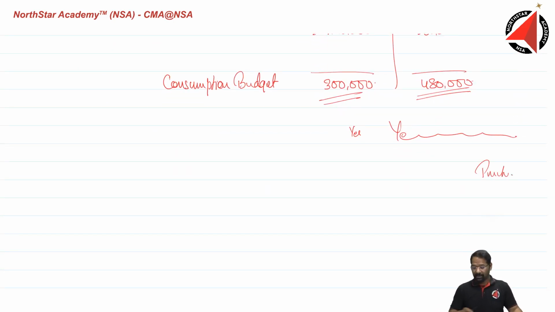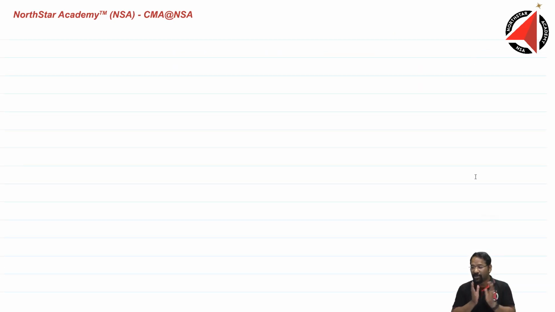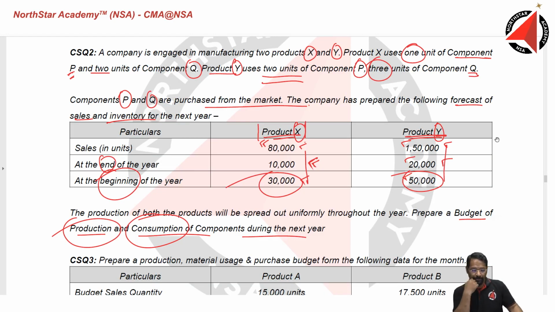Alright, purchase budget. Can we jump into the next question? A little more detailed question, a little more complicated. Can we do that? Yes or no? Or do you want a 1 minute break? Break or continue?